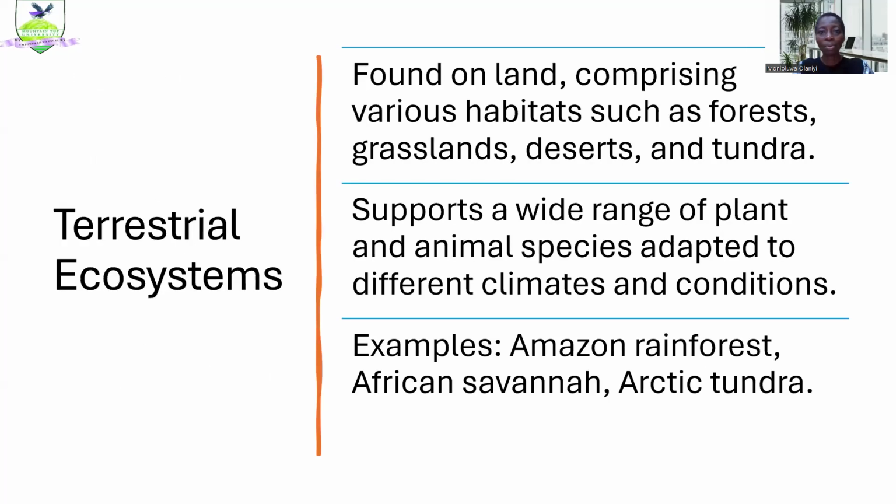Let's take a look at terrestrial ecosystems. They are found on land, and they comprise various habitats like forests, deserts, grasslands, and tundra. They support a wide range of plant and animal species that are adapted to different climatic factors and conditions. An example includes the African savanna, the Amazon rainforest, and the Arctic tundra.